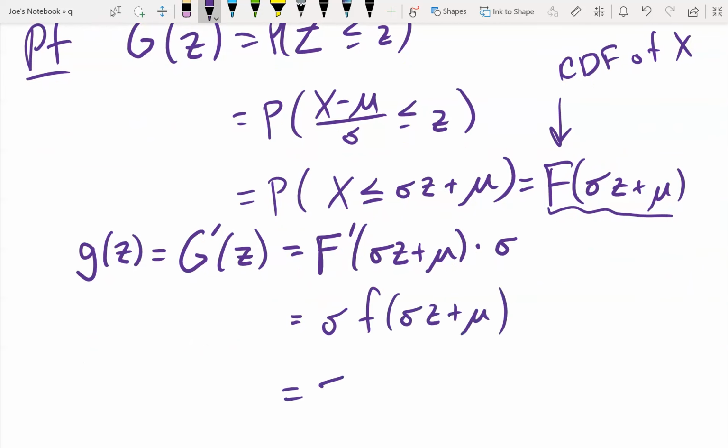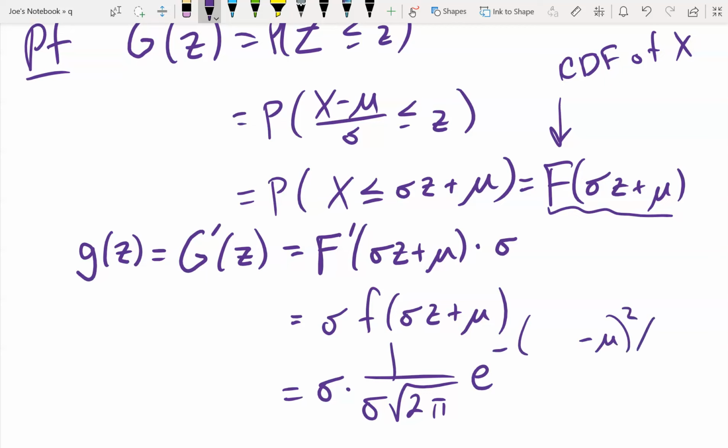Which we know looks like 1 over sigma times the square root of 2 pi e to the negative something minus mu squared over 2 sigma squared, right? What am I going to plug in here where I left the blank?